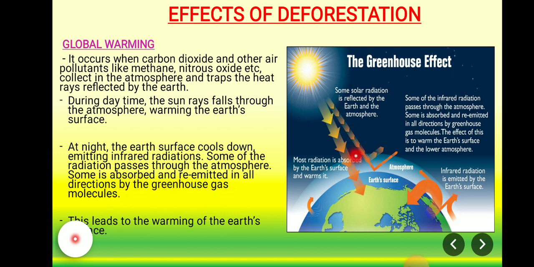You can see the rays are coming during the daytime, and during the night time as the earth's surface cools down, some of the radiations are absorbed by the gases present in the atmosphere and some are emitted back into space, and this leads to the warming of the earth's surface.